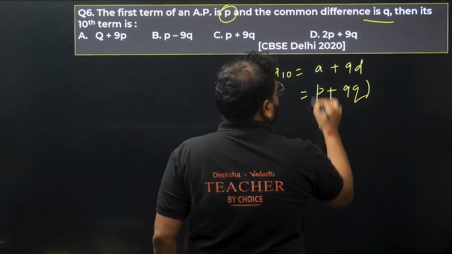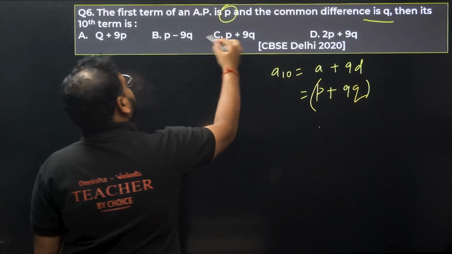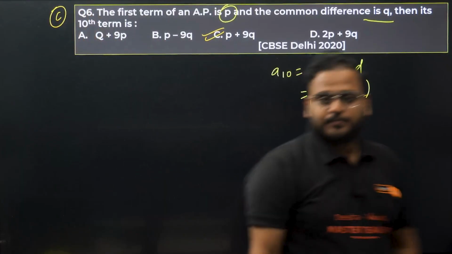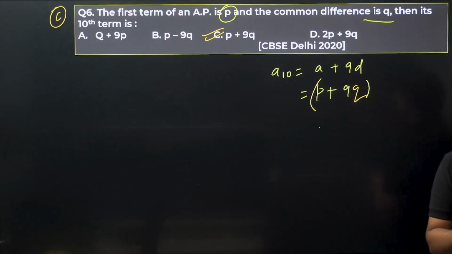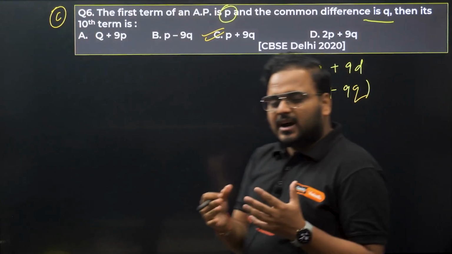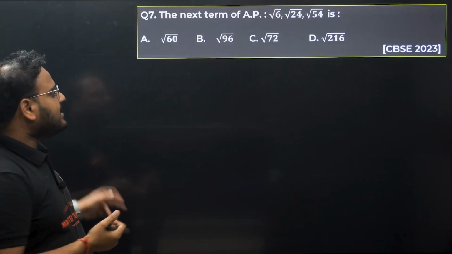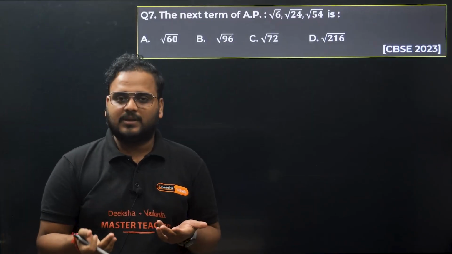Your answer is P plus 9Q. Option C is correct. Please check. Question number 6 is also over. So you can see the questions are very much simple if you know the concepts well. AP is actually a very easy chapter. It's not a difficult chapter at all.